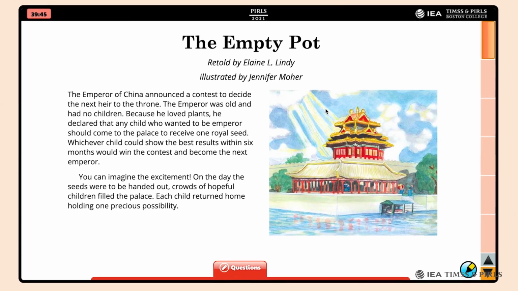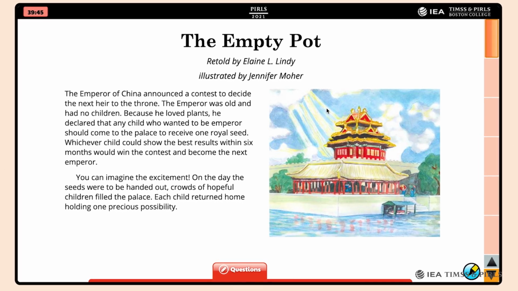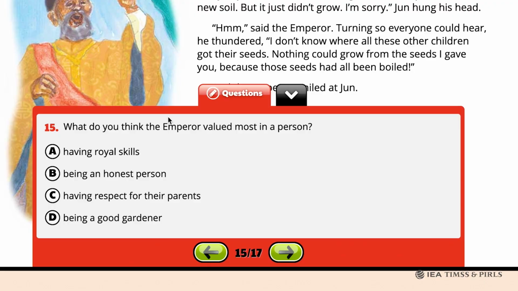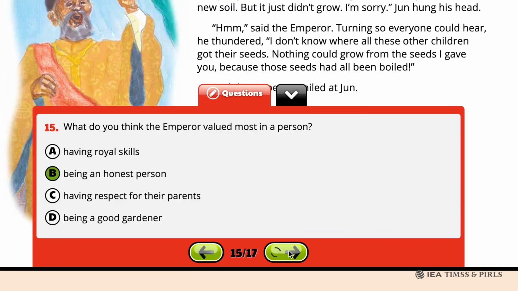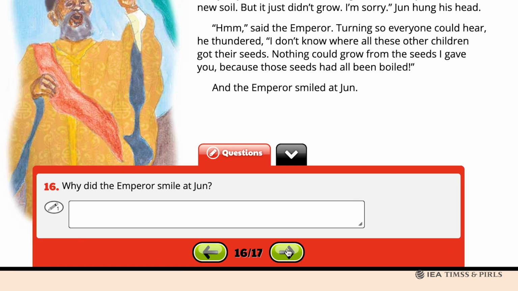Questions 15 through 17 required students to think about the entire story. For example, question 15 asks, what do you think the emperor valued most in a person? The students should click on option B, being an honest person. Question 16 asks, why did the emperor smile at Jun? To answer the question, students need to explain that Jun won the contest, that he was the only honest one, or that the emperor's plan worked.